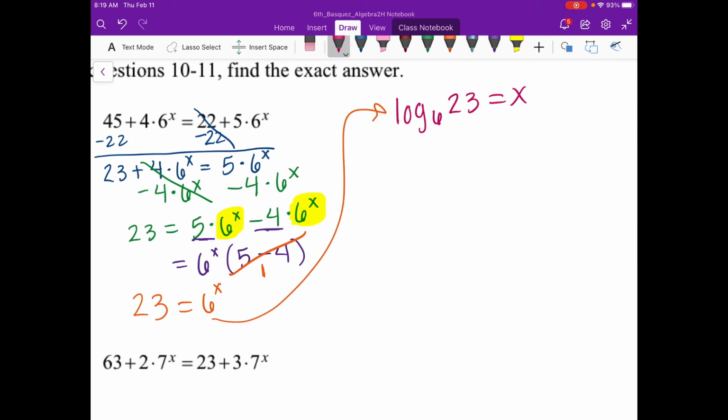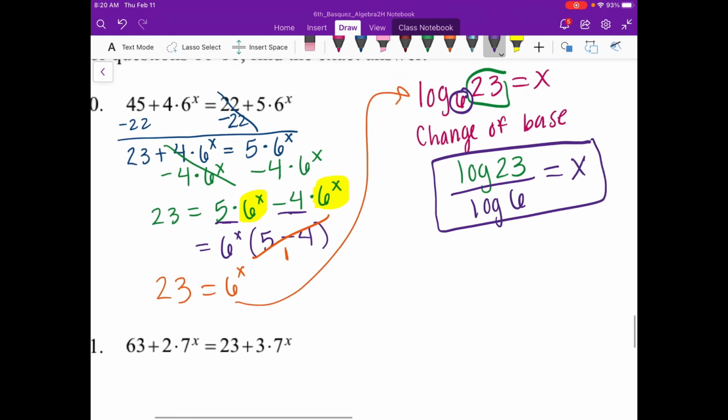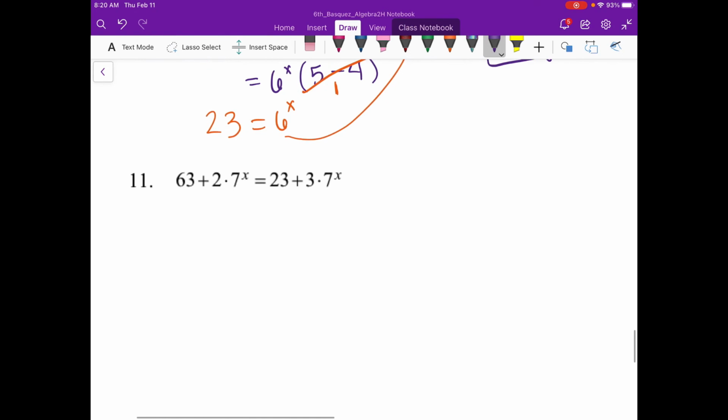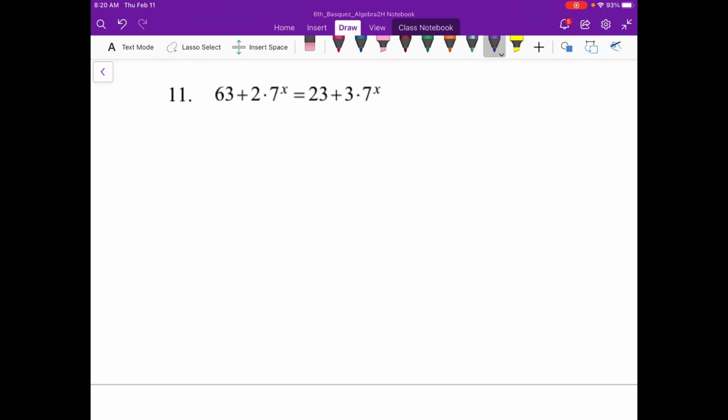And from here, in order to find the exact answer, I'm going to use that change of base again. So change of base says that I take my main term, put that on top, log of 23, and then whatever my base is, that's going to go in the denominator, log of 6, and that's going to all equal x. This is your exact answer, no decimals. You're just going to leave it like this. All right. Last problem, same process. So if you want to pause the video now and then come back and check your answers to see if you did it right.